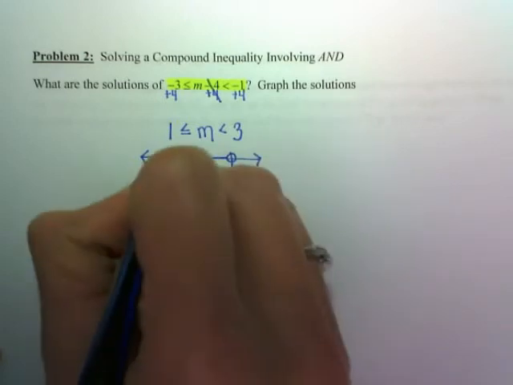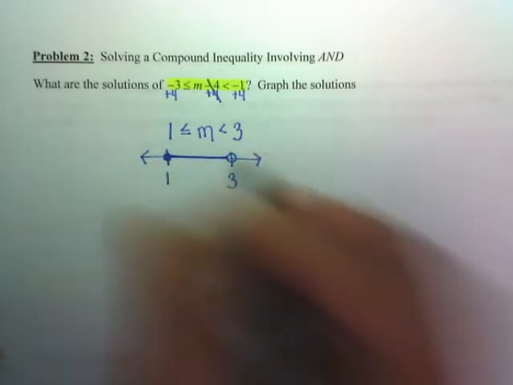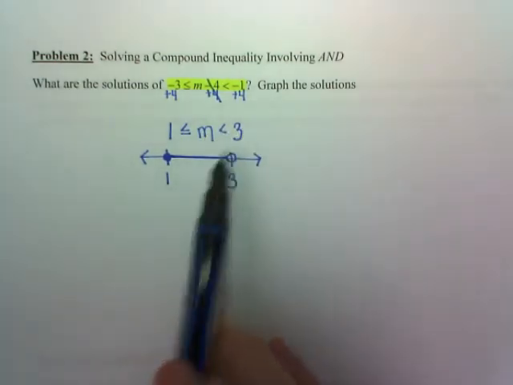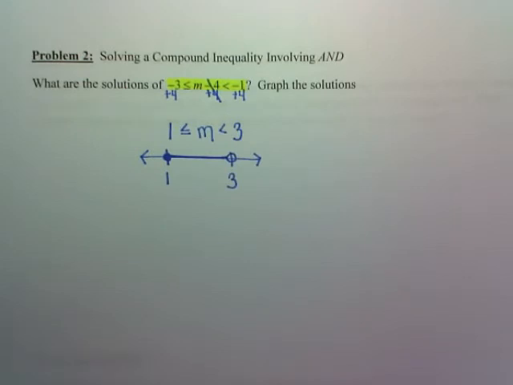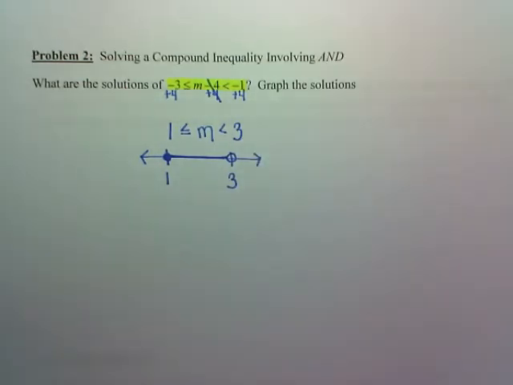Something like 2. It's easy to think of. 2 works. 1 is less than 2 and 2 is less than 3. That works. But there's your answer. This is your inequality and this is your graph. So fairly simple with the and statement.